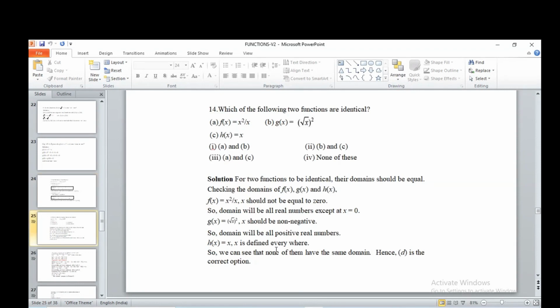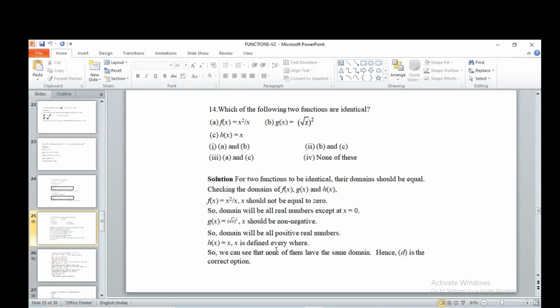Okay, next part. Which of the following two functions are identical? How can you find the identical function? I have told you that identical functions mean each and every element should be the same. Here, A, B, C, there are three functions given, f of x, g of x, h of x. Is there any relation between these three functions? So what is the answer?